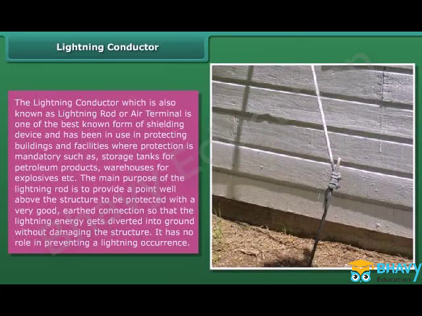The main purpose of the lightning rod is to provide a point well above the structure to be protected with a very good earthed connection so that the lightning energy gets diverted into ground without damaging the structure. It has no role in preventing a lightning occurrence.